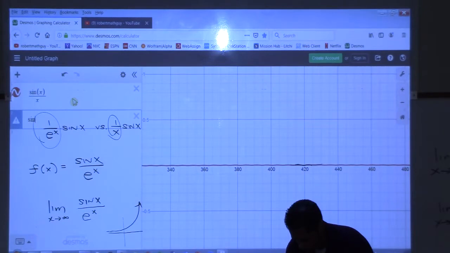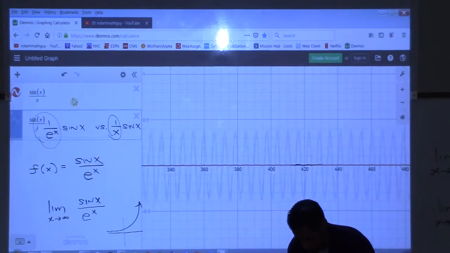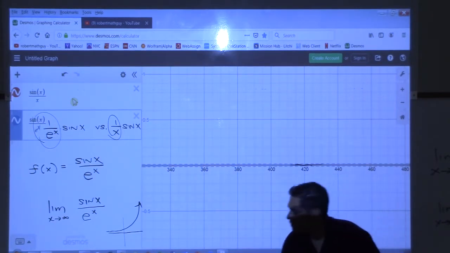Sine x over, I don't know, e, let me just try it. E raised to the x? You can probably do that. All right.